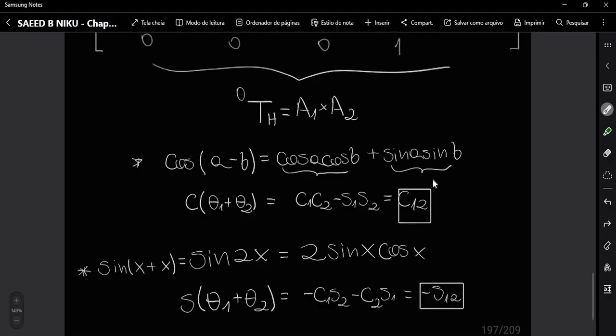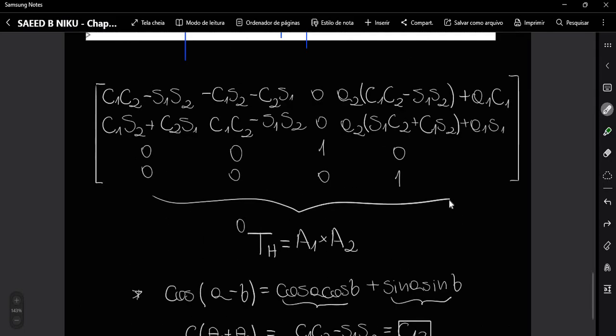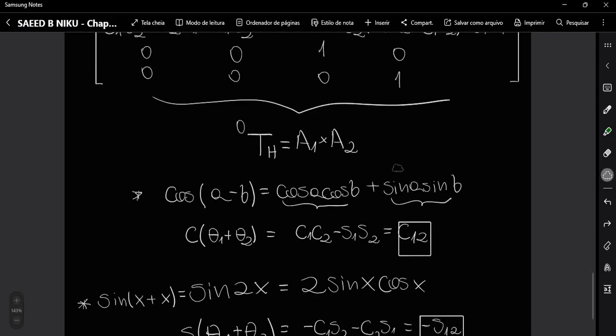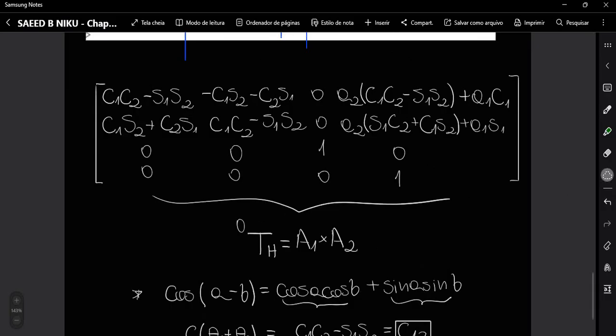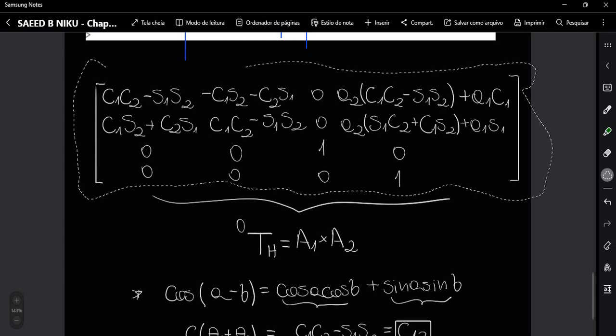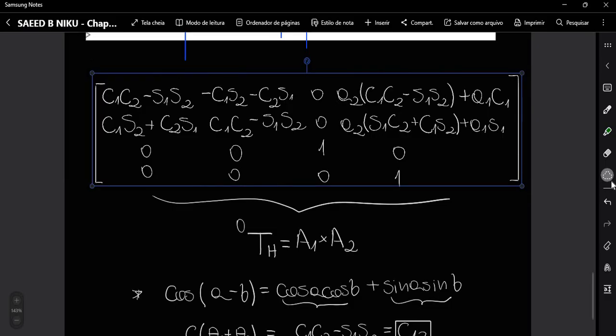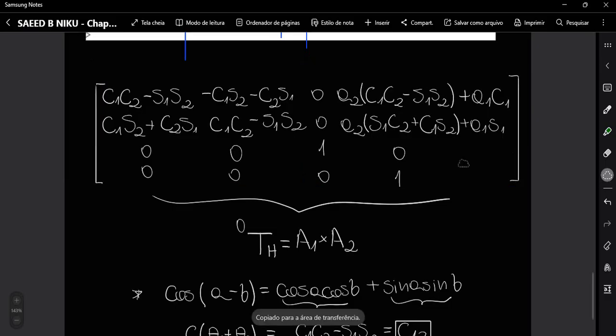Okay, so now we can rewrite this matrix by using these simplified elements. And doing this, we finish this example, and in the next video we will solve another example.